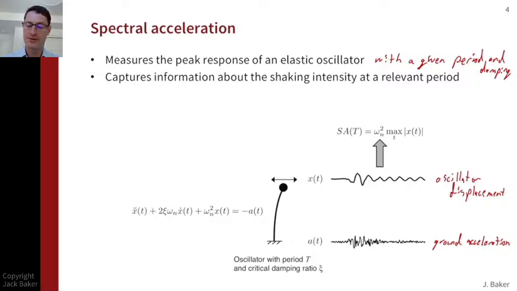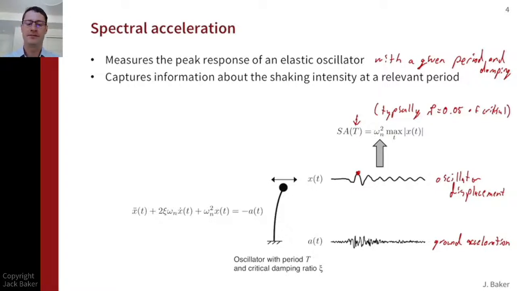And then rather than taking that entire time series, we're going to take the maximum value in the positive or negative direction of the x of t. And then we can multiply by omega squared to convert that to units of acceleration rather than displacement. So more properly, this is called a pseudo-spectral acceleration because it's actually computed from displacements, but we typically don't emphasize that impact. The spectral acceleration is a function of period, so we denote T in the argument of it to indicate what period we're looking at. And then damping, we most typically use 5% of critical damping. And so we typically don't note that in the notation. So we tend to just note the period.